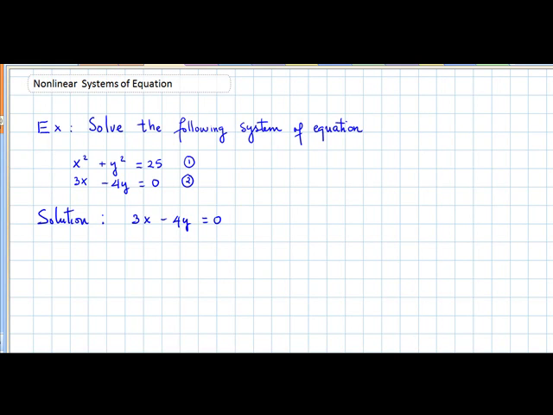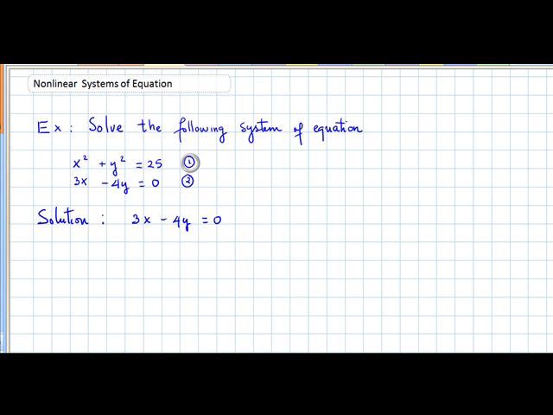In this example, I'm going to show you how to solve nonlinear systems of equations. So to do that, let's try to solve this example. I have a system. I have the equation x squared plus y squared equal to 25 and 3x minus 4y equal to 0. So I named this equation 1 and this equation 2.